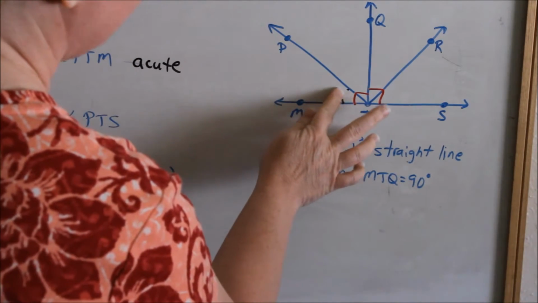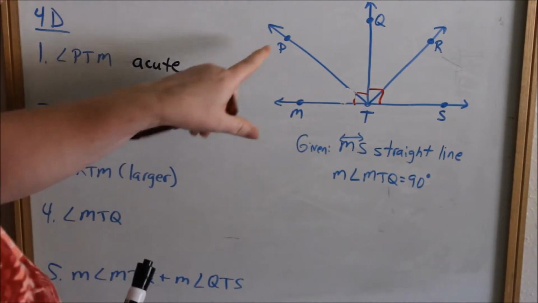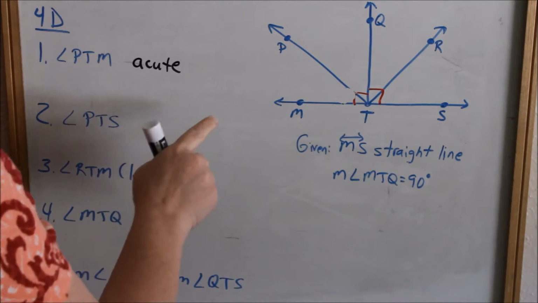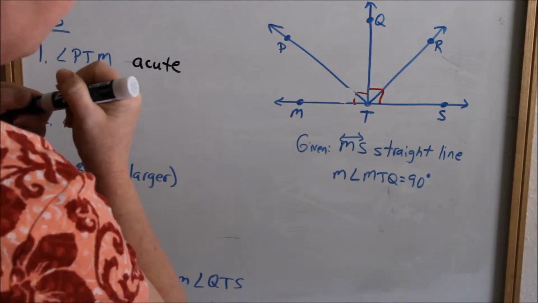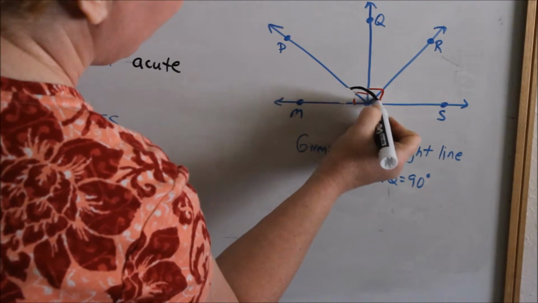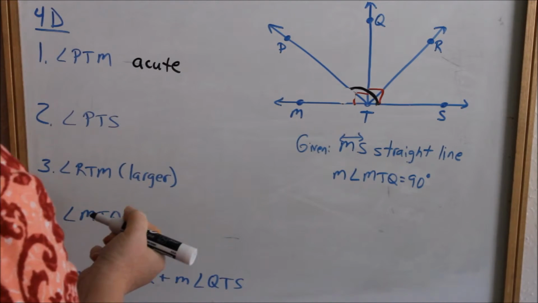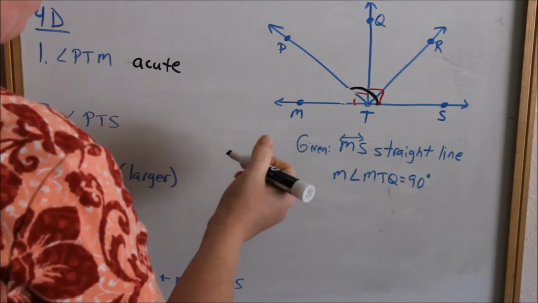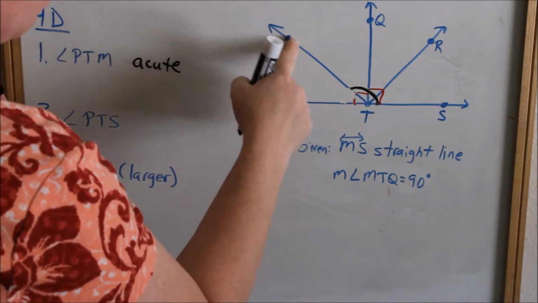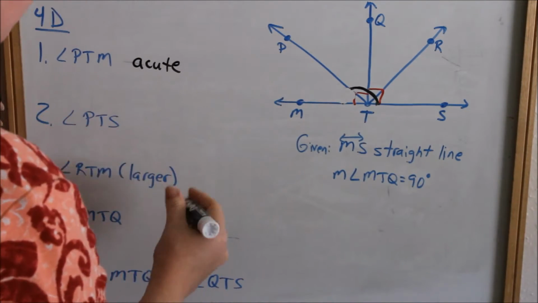Okay, we're not looking at this one anymore. We're looking at angle PTS. Again, the instructions say we're looking at the smaller angle unless otherwise noted. So PTS, we're looking at that black arc because that would be the smaller of the two angles. So PTS, that would be obtuse.